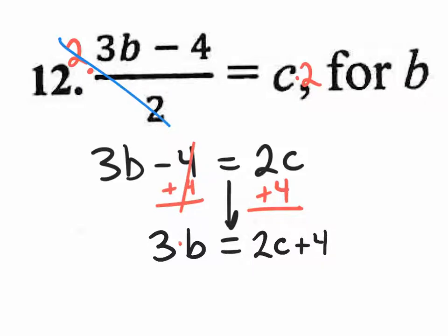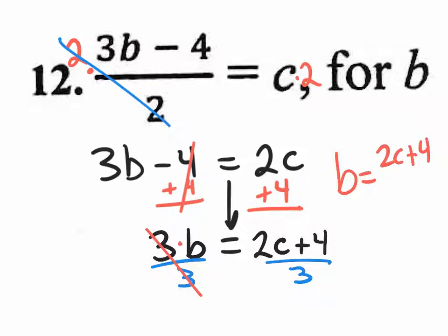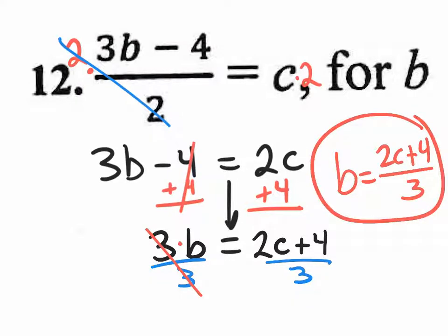You need to get rid of that multiplication of 3 in front of the B. So what do I do next? Divide by 3. Divide the whole thing by 3. Cancels. B equals 2C plus 4, all divided by 3. That's a good answer. You could have also said that B equals 2 over 3 with the C right there and a plus 4 over 3. But I would leave it the first way.